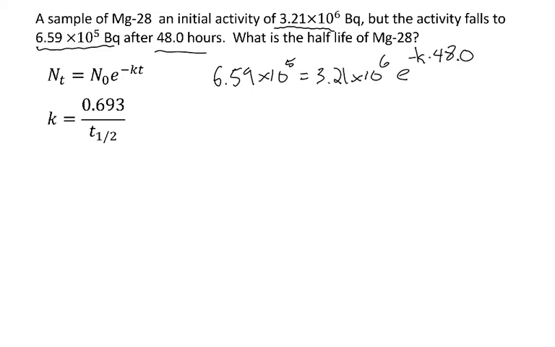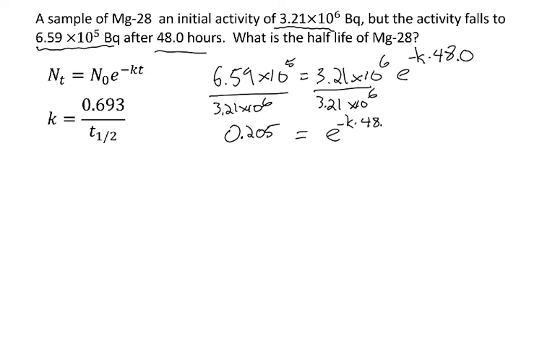All right, so the variable I'm solving for is in the exponent. So what I want to do is get the exponent by itself. And so I'll divide both sides by N0. And so that gives me 0.205. It's e to the minus k times 48.